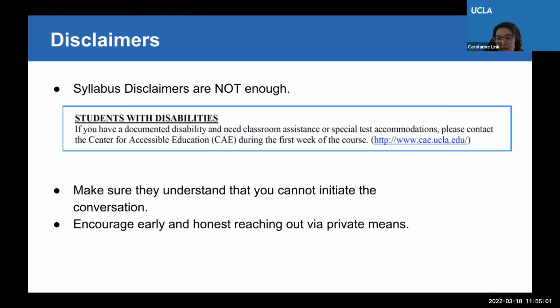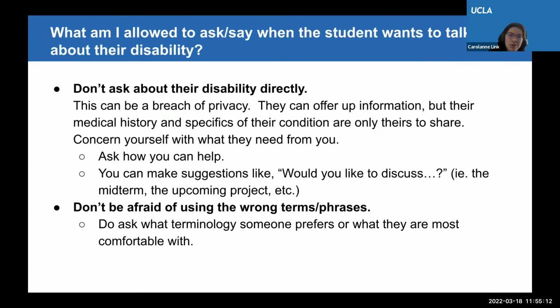It's so great to start these conversations early so you can start brainstorming even preventative ideas. So it takes that burden off of both of you in last minute accommodations. So the natural next question I tend to get is, what am I allowed to say in these conversations? How do I approach this well?